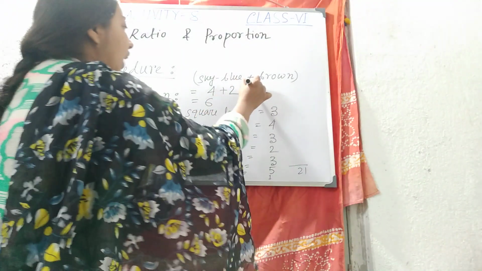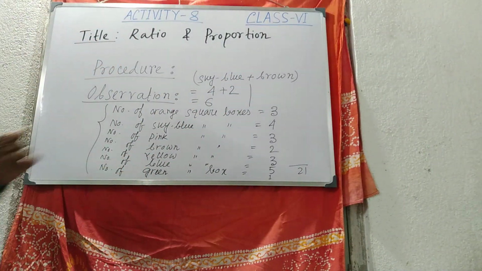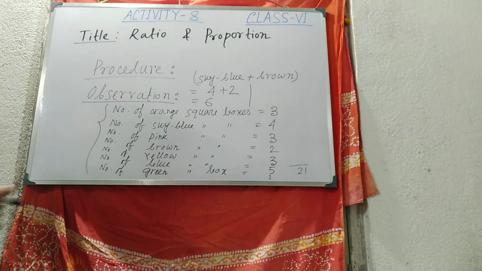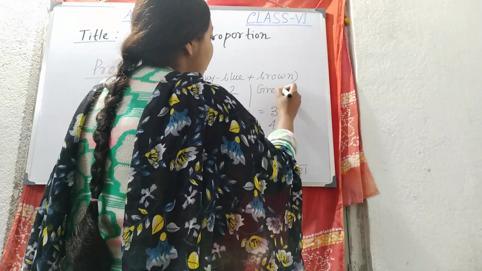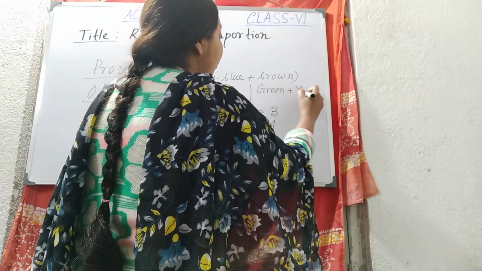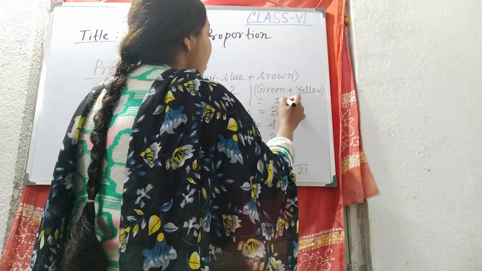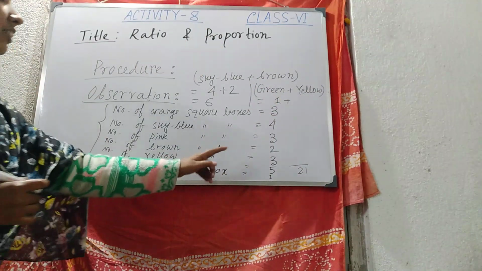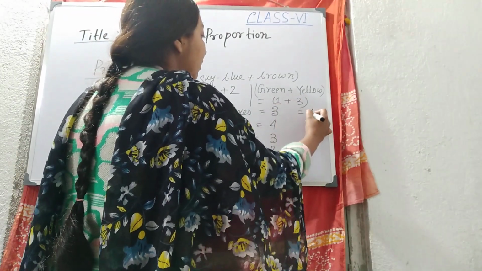Now I will be calculating the number of green square boxes with the number of yellow square boxes. So here green plus yellow. Here green means 1 box and yellow means 3 boxes. So green plus yellow we are getting 4.